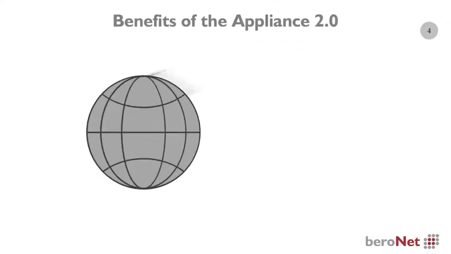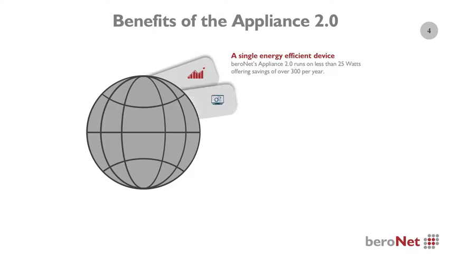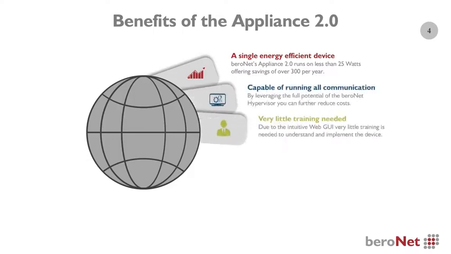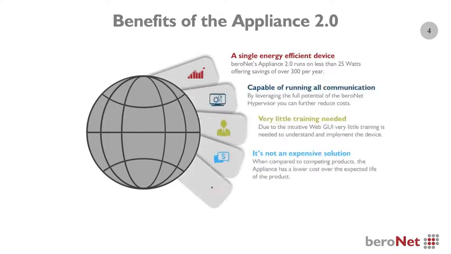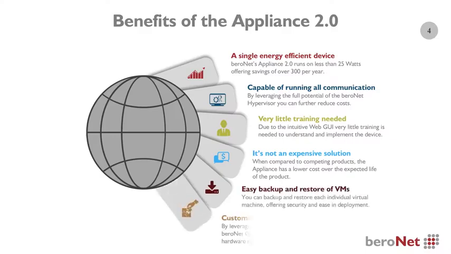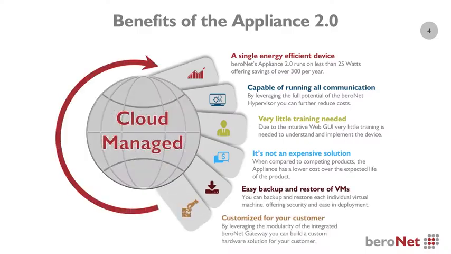The beroNet Telephony Appliance 2.0 was designed to function as a central communication hub. This means it has the ability to run the majority of your communication systems through the use of virtualization. On the device, you can install an IP PBX, a software-based modem or firewall, a CRM and ticket management system, or any other software-based technology. Essentially, the appliance can run all the communication at your customer's location.